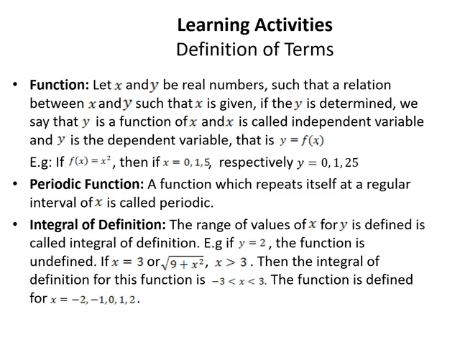Take notes. Let x and y be real numbers such that a relation between x and y such that x is given and y is determined. What are we saying here? If x is given, then you'll be able to determine y. We say that y is a function of x, and x is called the independent variable, and y is the dependent variable.